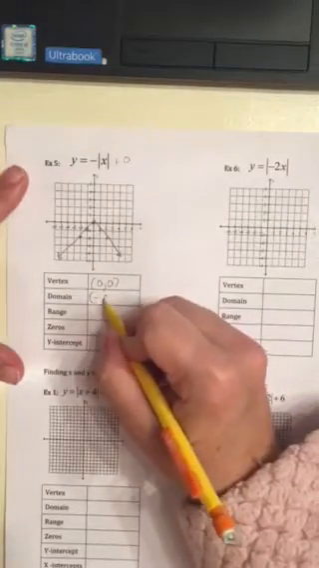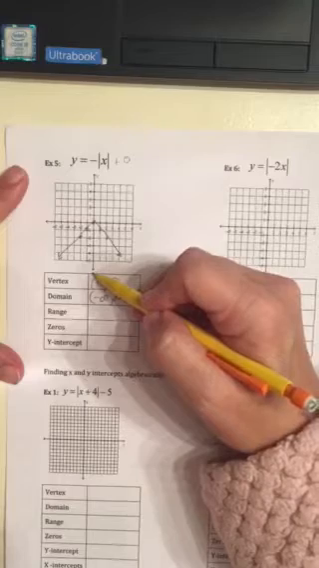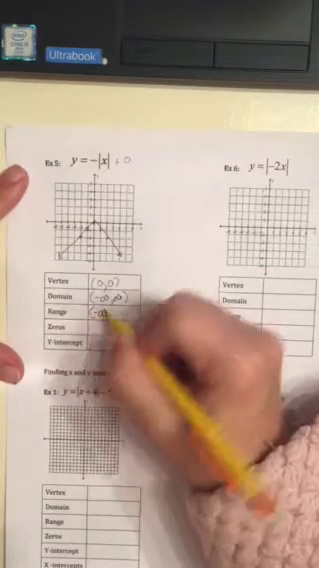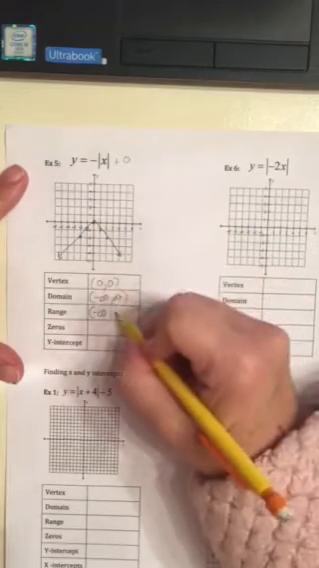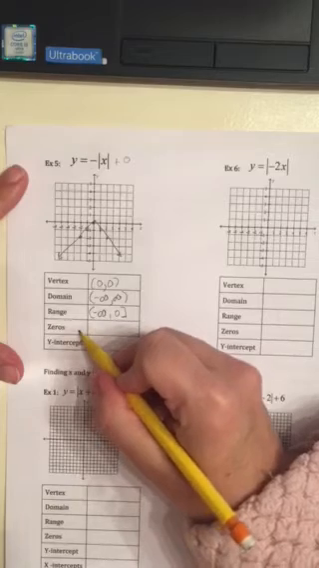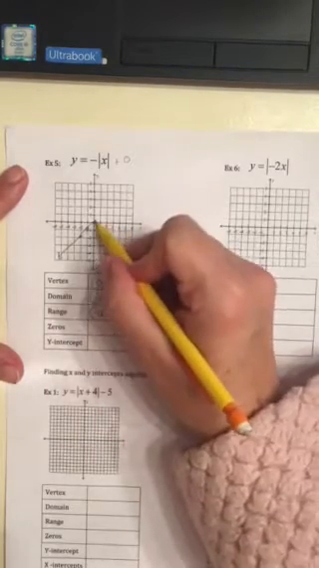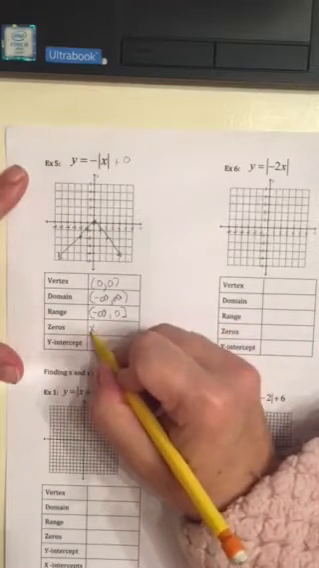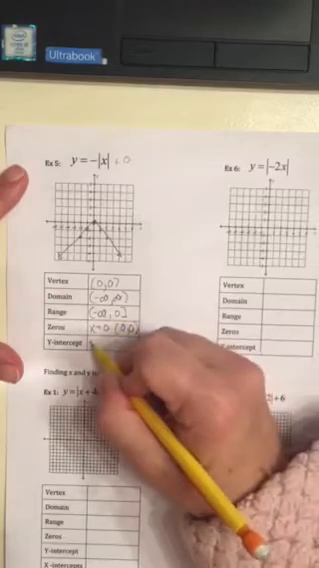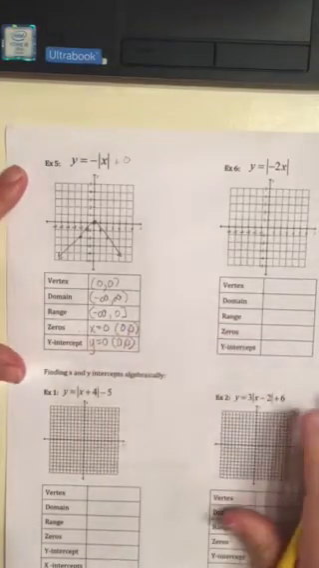Domain the same, negative infinity to positive infinity. Now the range, if I start at the bottom, my lowest y value is negative infinity, and go up to the top, and that's going to be a 0 with a bracket. Zeros, where am I crossing the x-axis? So that's going to be at the origin, which is 0. So I'm going to say x equals 0 or 0, 0. Y-intercept, y equals 0 or 0, 0.